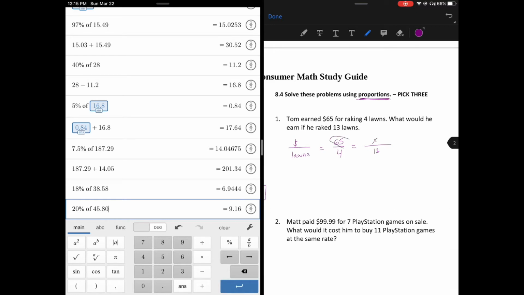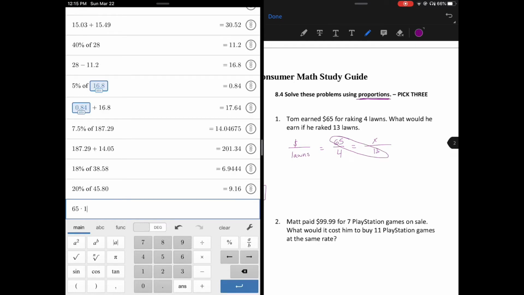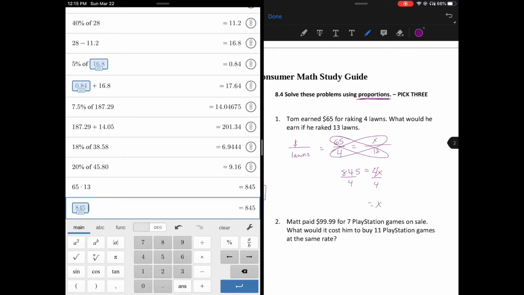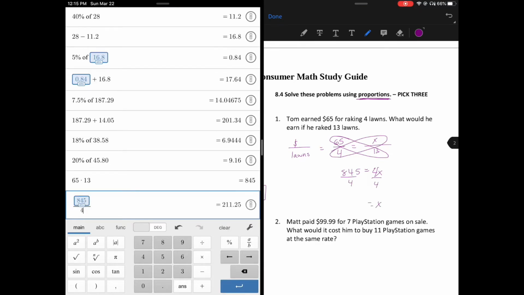And then I cross multiply. So I'll do 65 times 13, which is 845. And then I would do 4 times x, which is 4x. And then I solve like the equation. So I'll divide both sides by 4, which tells me that x is equal to $211.25.